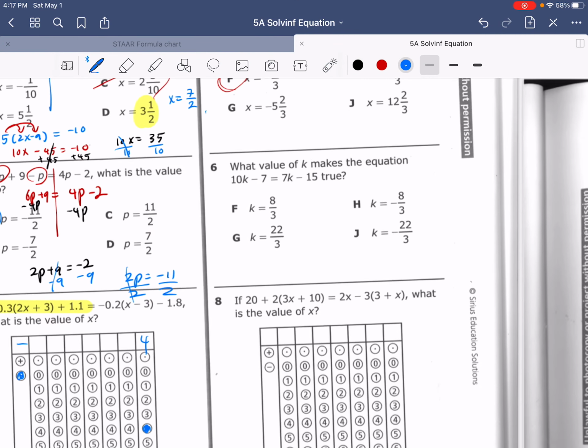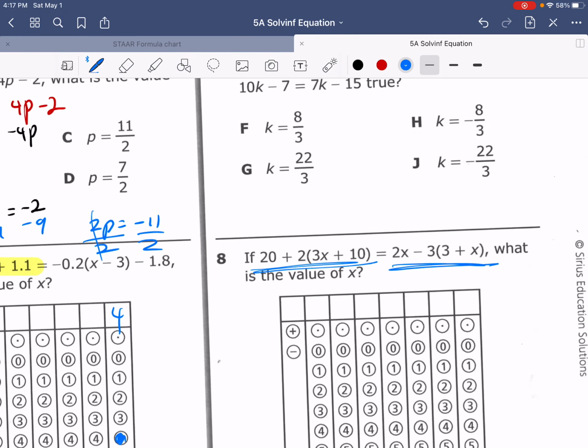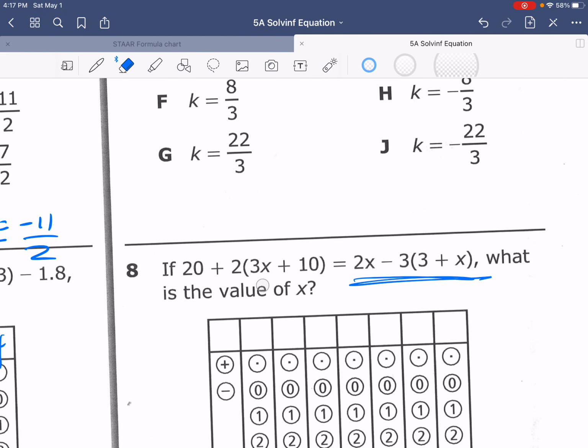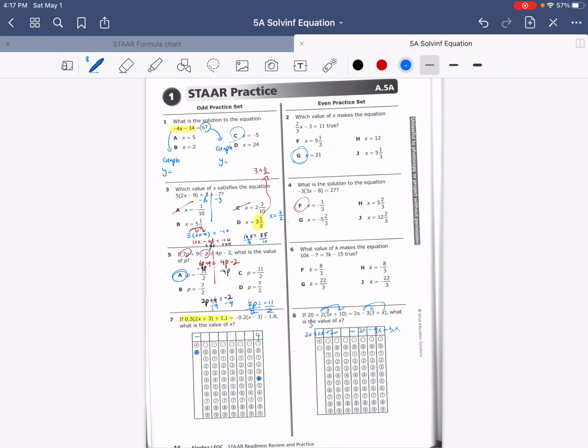Well, this one doesn't have a fraction, so you're lucky. Okay, just put this one into the decimals and graph it, or just do it one by one. I mean, you can just distribute this part. Just drop it down like 20 plus 6x plus 20 equals what? 2x. Negative 3 times 2 is negative 9x minus 3x, and then combine. That's fine.